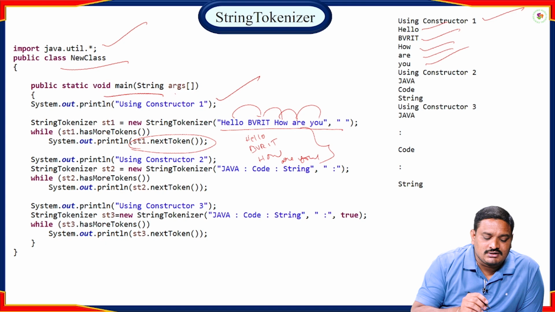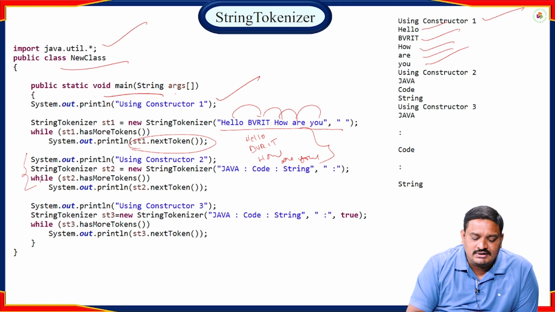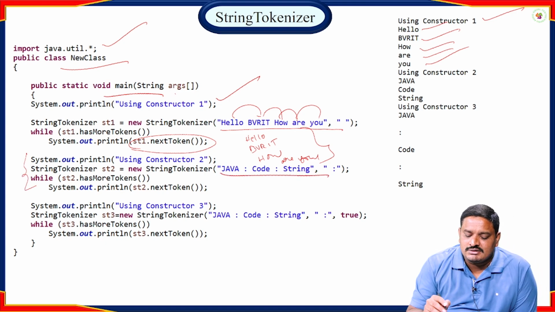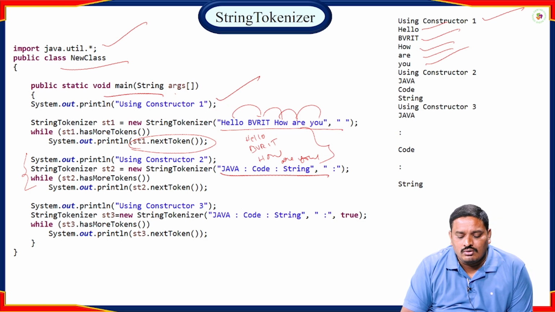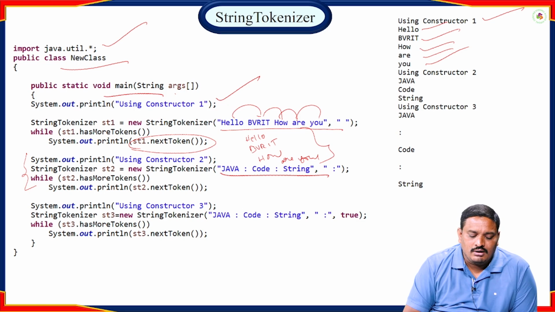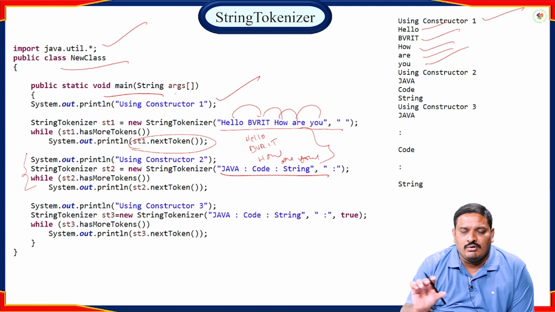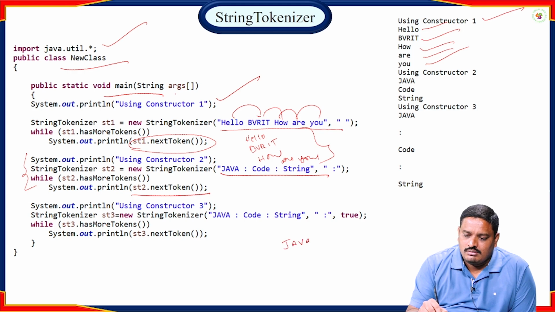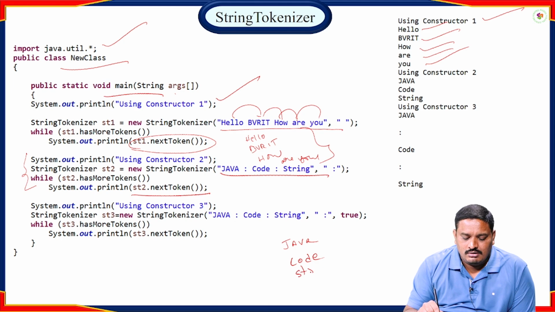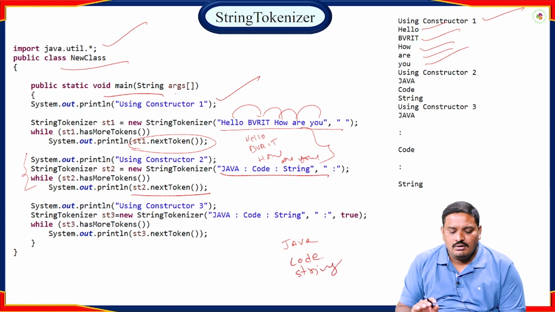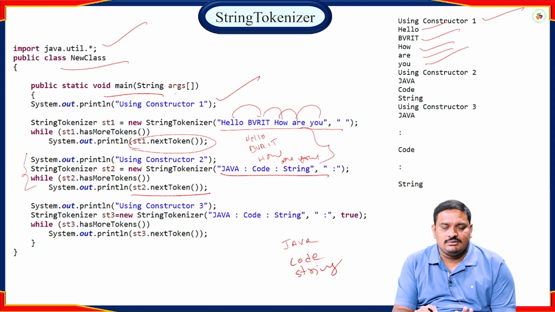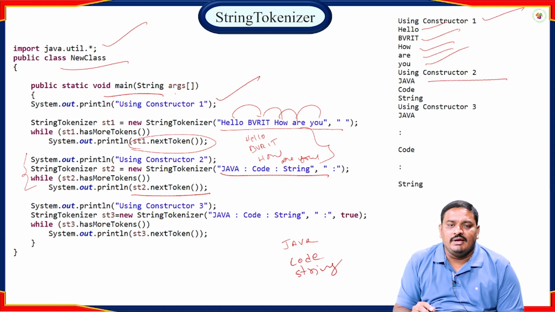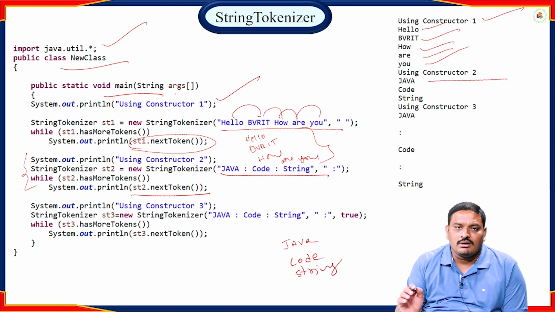Then the second constructor is this one. The statement is "Java code string". To display the tokens one by one, I am using the nextToken method. What is the first one? Java. The second one is code. The third one is string. Those three tokens will be displayed under constructor 2.